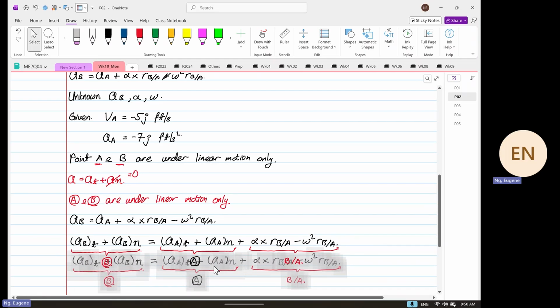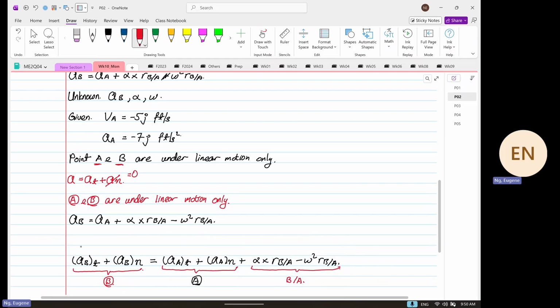Sorry, can you give space like what I do? So we know that this is the tangential, okay? T is the tangential. Over here is the normal. This is, again, tangential. And this term is for normal.